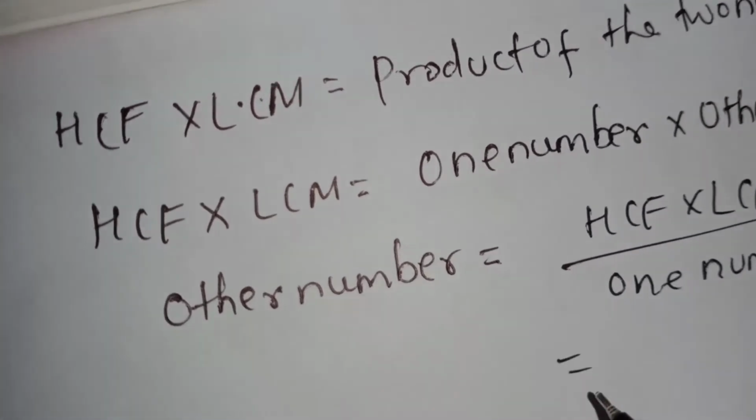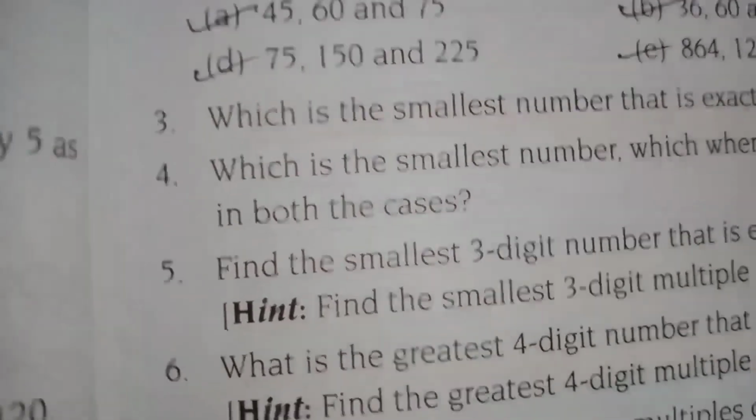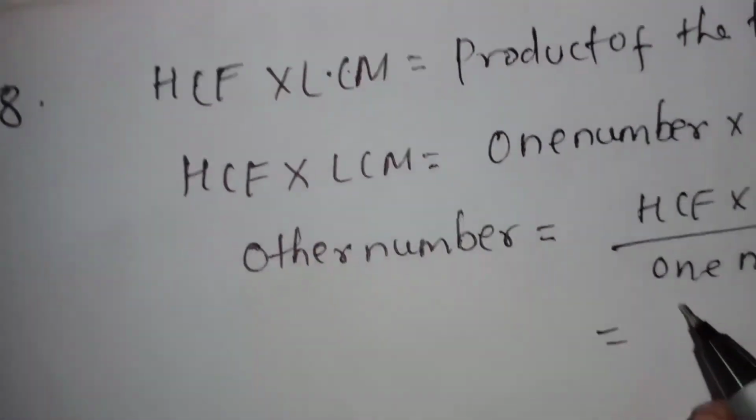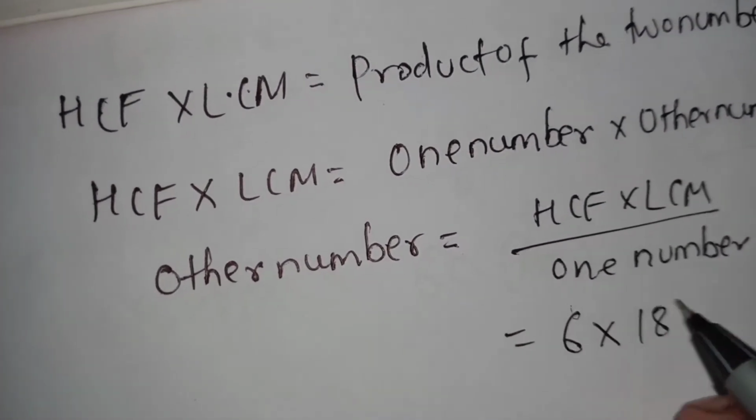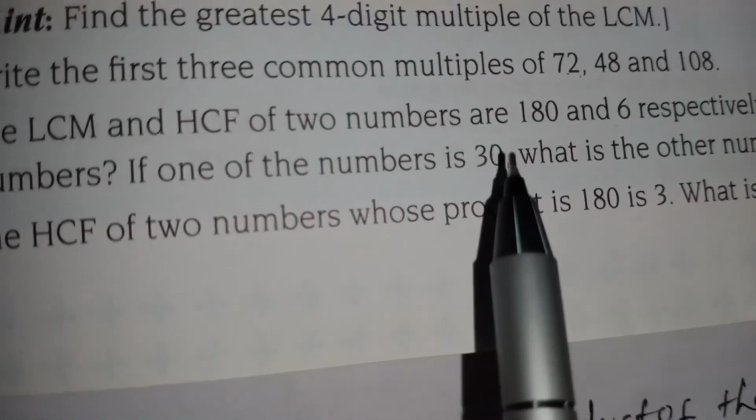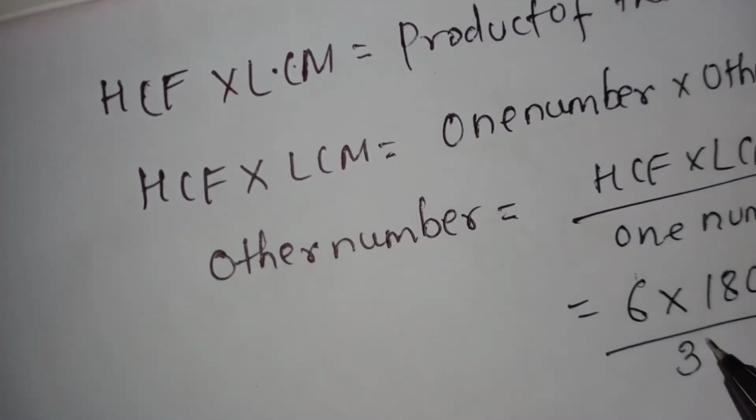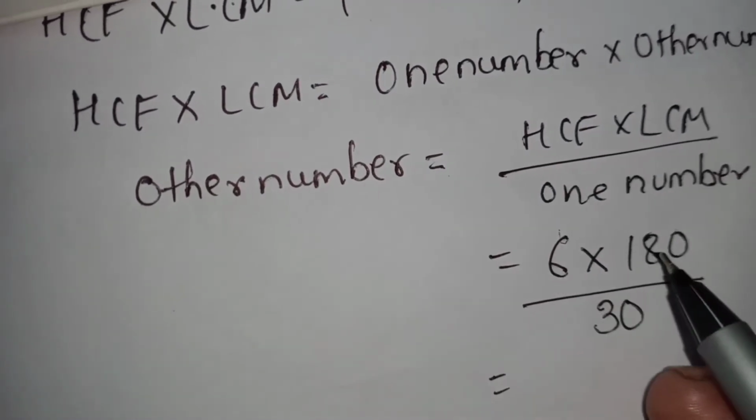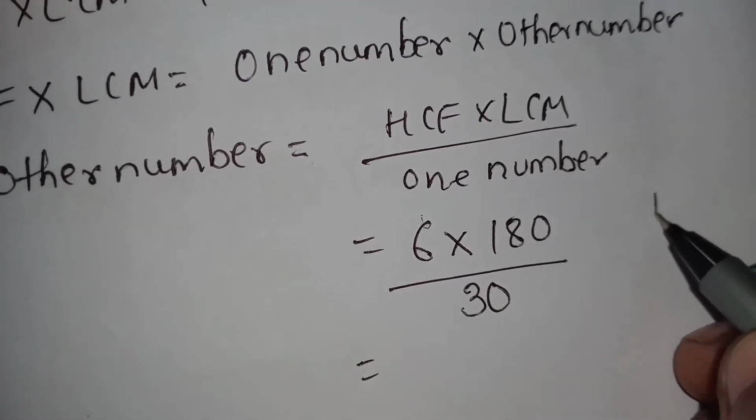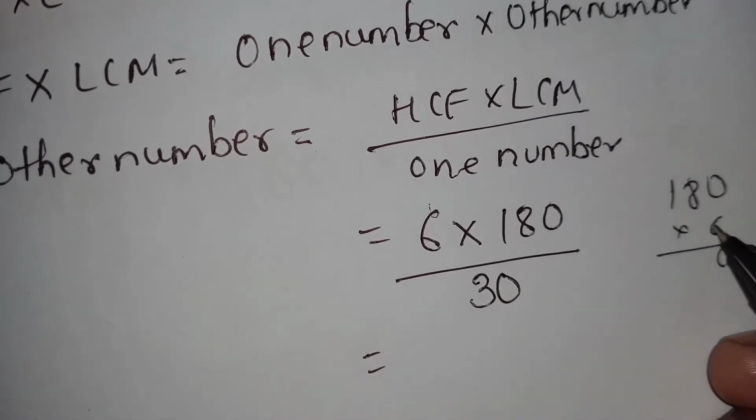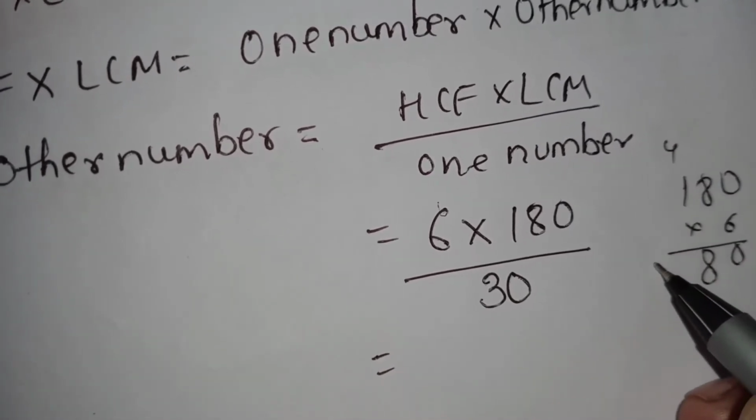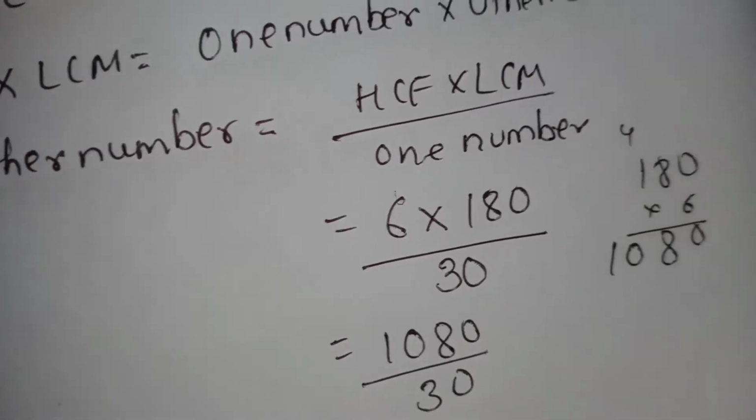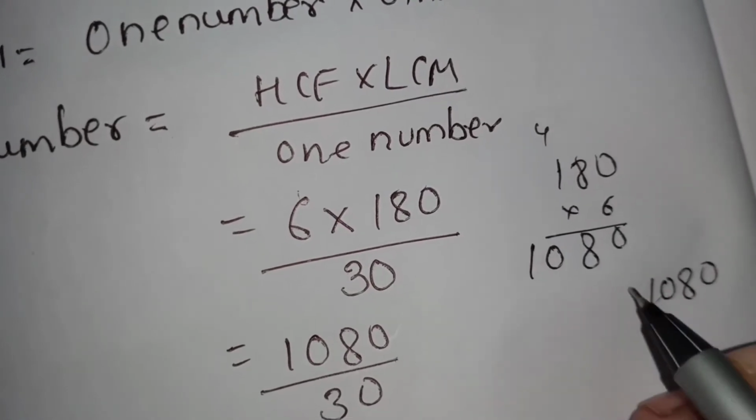Okay, so what is HCF? It is given here. The first one, 180, is the LCM, and HCF is 6. So HCF is 6 and LCM is 180. And what is the one number? One number is 30. So we'll divide it by 30. Now we will multiply this, HCF into LCM. 6 zeros are 0, 6 8s are 48, 6 1s are 6 plus 4 is 10. That is 1080 divided by 30. Now we will divide this by 30.